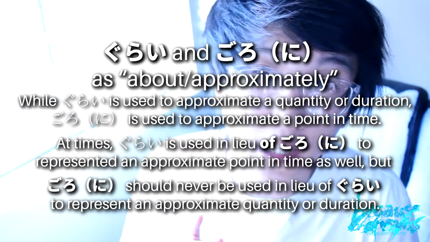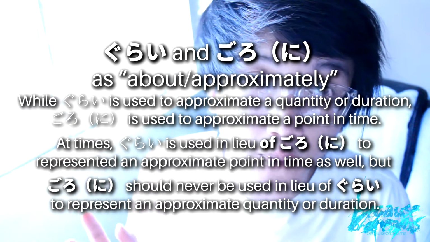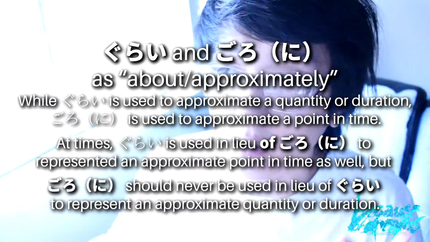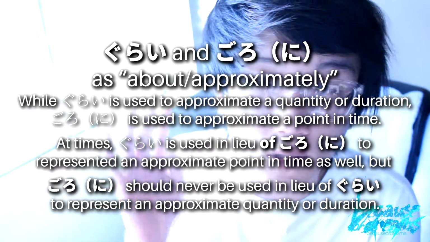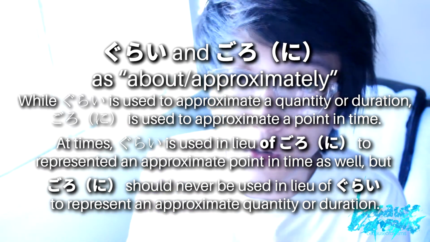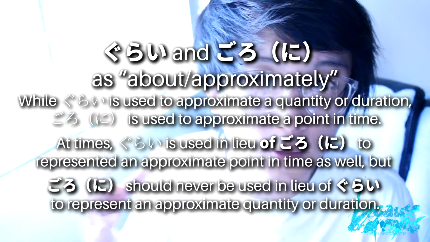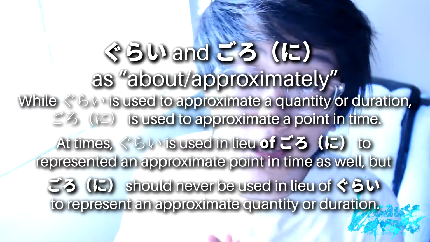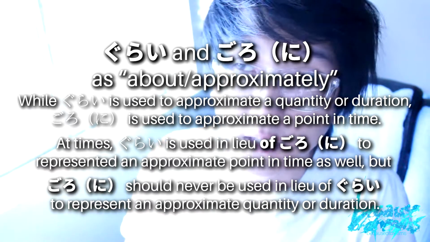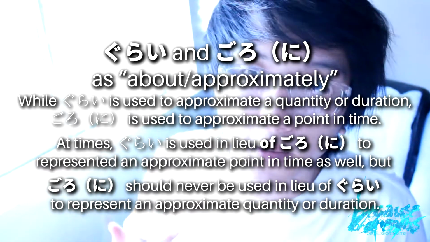it's still going to indicate an approximate point in time, but we need to know that the reverse is never true. Goro is never used in place of gurai to indicate an approximation in quantity or amount. It's always used for time, but in some cases gurai can also be used for time. So with that said and covered, let's go into some examples and get a better idea of how these work.